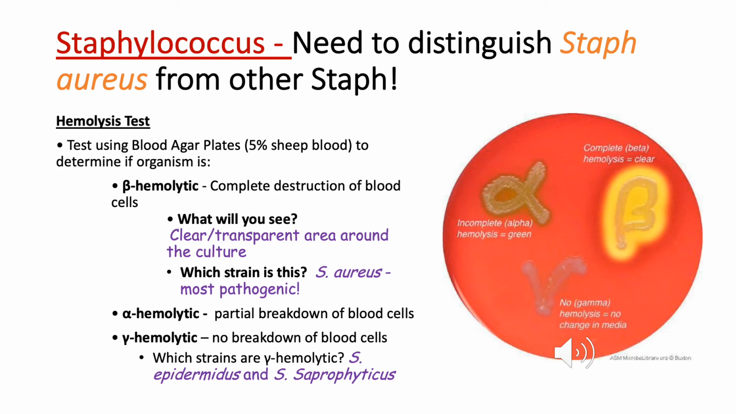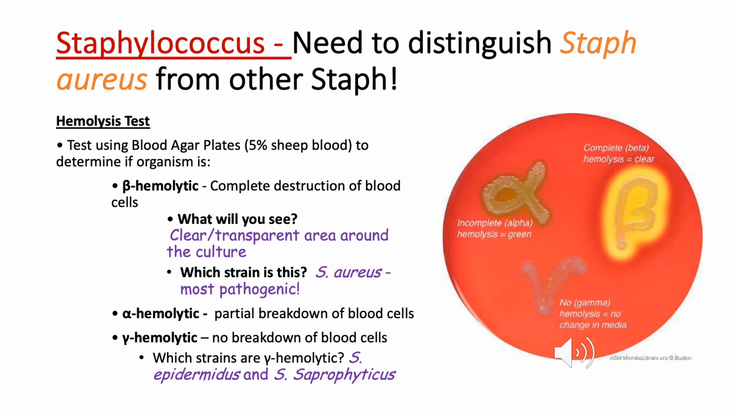Then there's also alpha hemolytic, which is a partial breakdown of blood cells. For that one, you would see a change in color to kind of a greenish brown, which is partially breaking down the blood cells. And then there's also gamma hemolytic, which is no breakdown of the blood cells. So you really see no change on the plate. The species that are gamma hemolytic are Staph epidermidis and Staph saprophyticus.